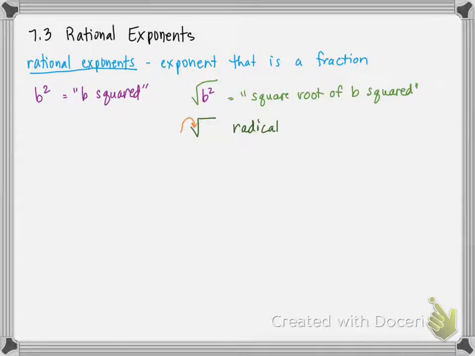And in there would be the index. They call it an index, the number. Now, if you don't see a number, the index is 2. That's what makes it a square root. It's that it has an index of 2. Okay? So that's the square root. It has an index of 2. So let me write that down.